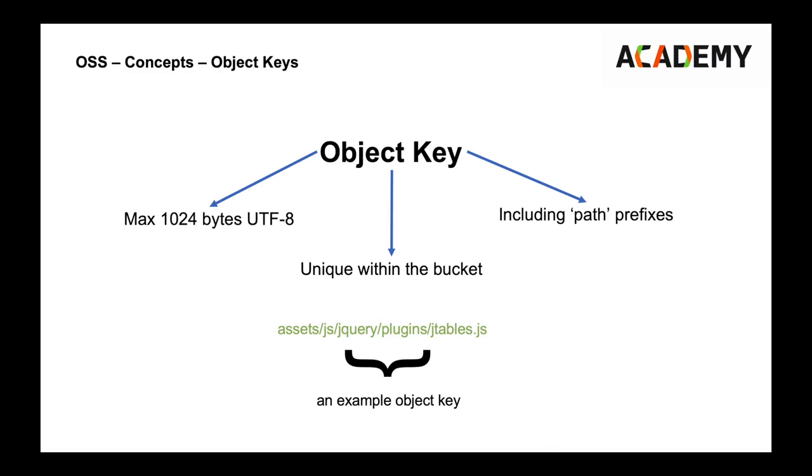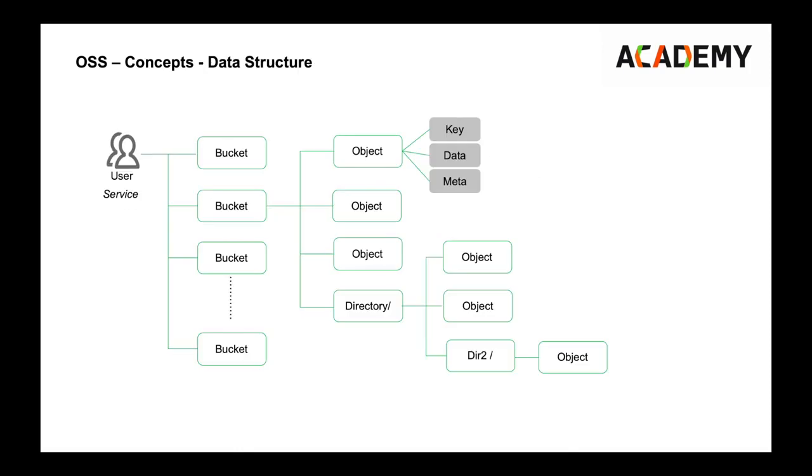But if you were actually to use the API or the command line to try to fetch this object, the object's name or key would just be assets/js/jQuery/plugins/jtables.js. There's no actual hierarchy here. It's just a simulated directory hierarchy that's created using these path prefixes.